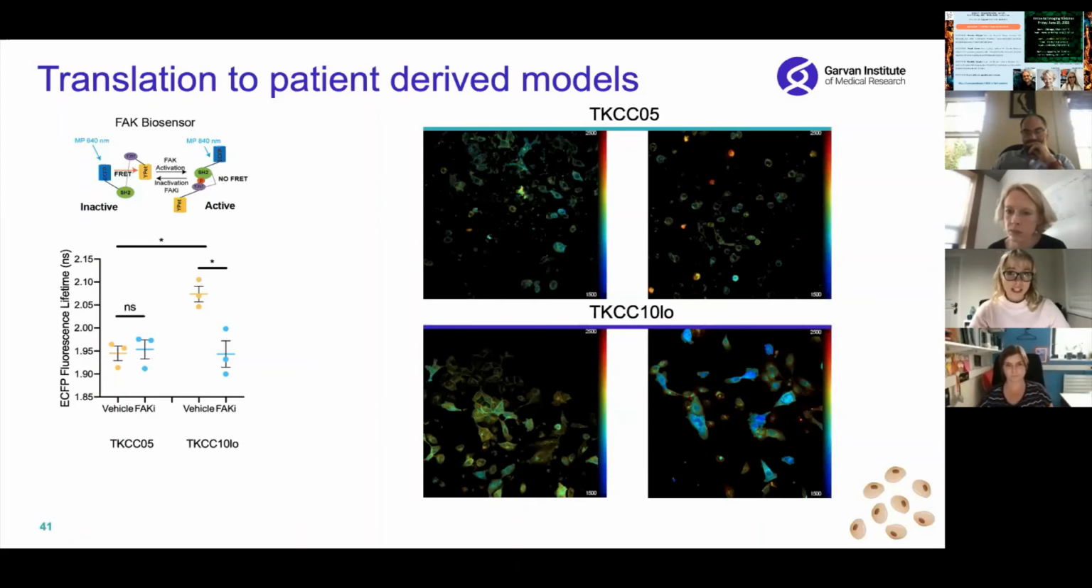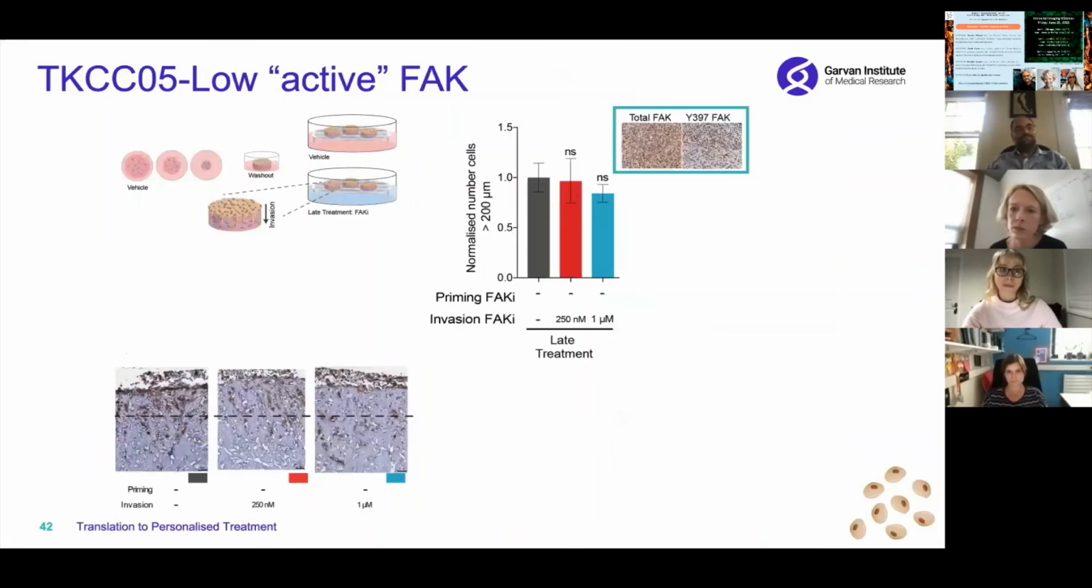Now, we wanted to take these two cell lines and see how they responded to our different treatment regimes. Do they respond to epithelial treatment, priming treatment, or chronic treatment, or none at all? So if we take our TKCC5 cell line, which had our low active FAK levels, and look at treatment through only the epithelial aspect of an organotypic invasion assay, we see that our treatment has no significant influence on the invasive capacity of these cells.